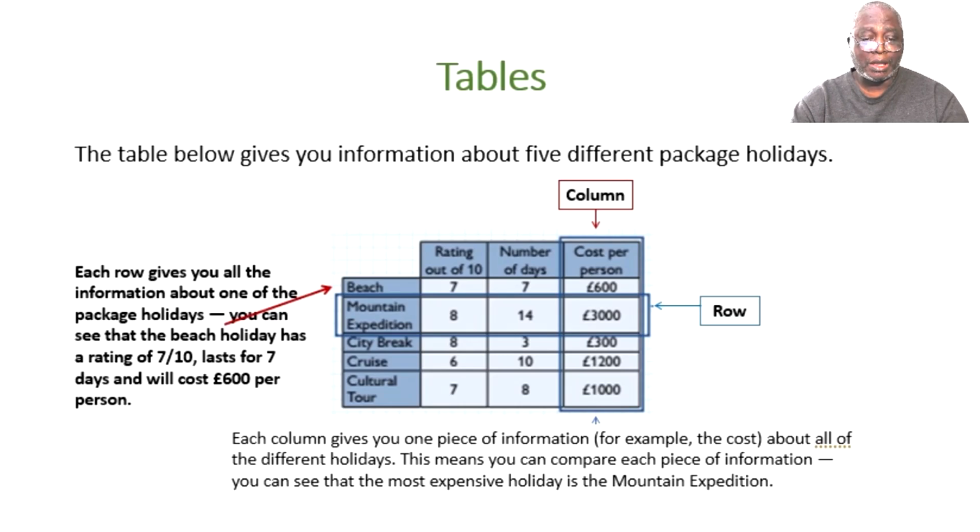Okay? Each column gives you one piece of information, for example, the cost of all of the different holidays. This means you can compare each piece of information. You can see that the most expensive holiday is the mountain expedition. Which of those holidays would you prefer?